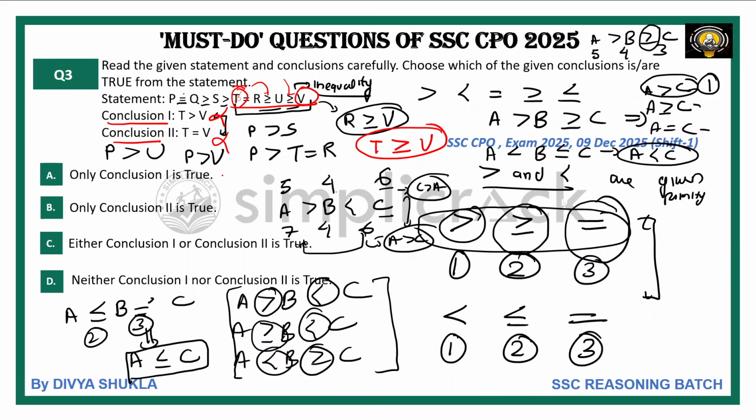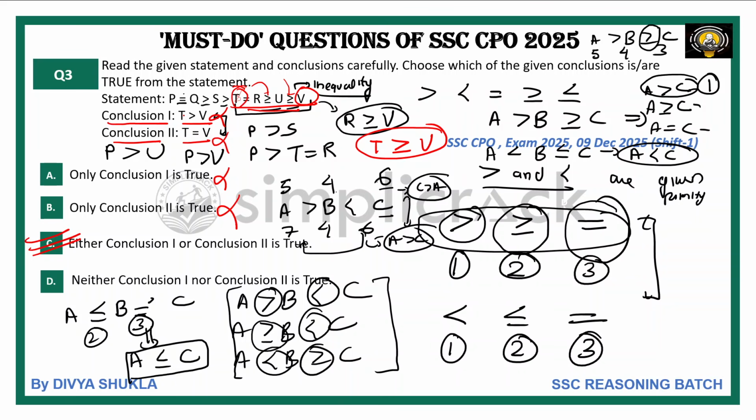So only conclusion 1 is true, incorrect. Only conclusion 2 is true, incorrect. The correct answer for this question would be either or. Either conclusion 1 or conclusion 2 will follow. Whenever you see this in a single direction with this type of symbols, both the symbols and both the elements should be same.